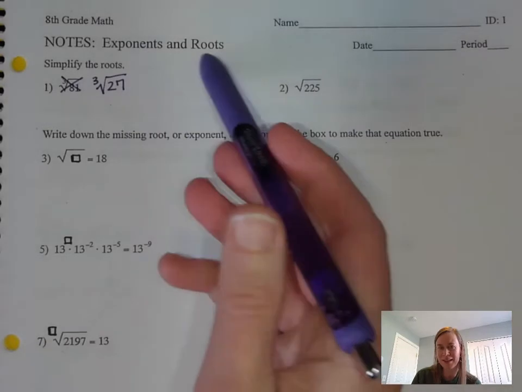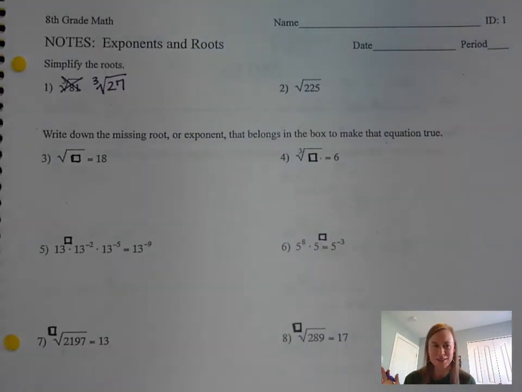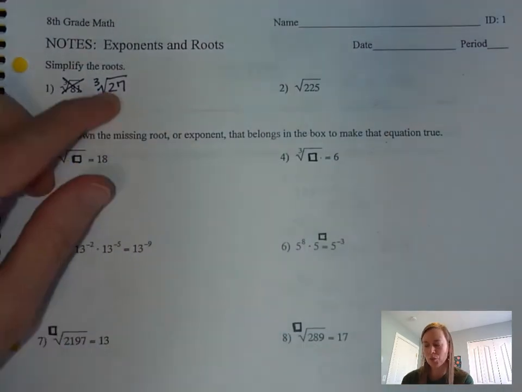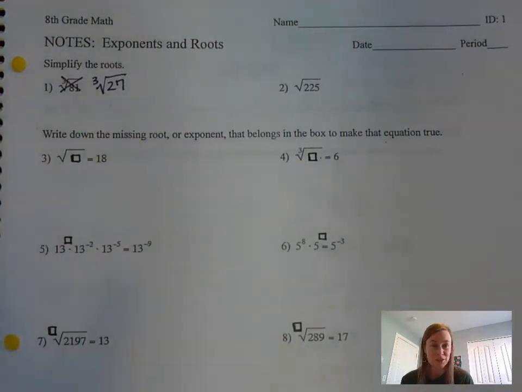So today we're talking about exponents and roots. Let's look at this note page. The first two problems are pretty straightforward. You're just going to take the cube root of this guy and the square root of this guy. So you'll grab your calculator.